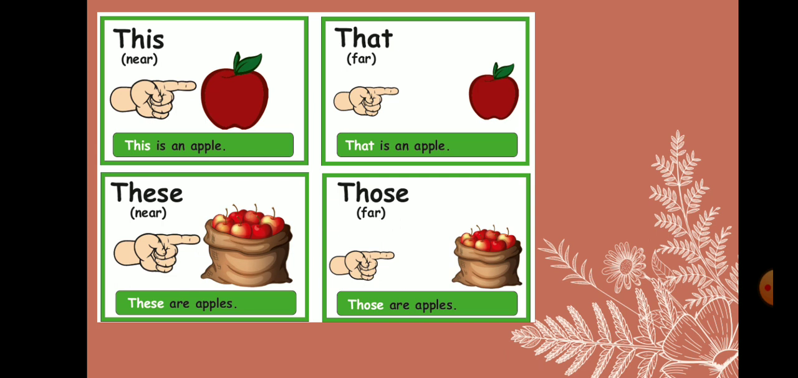So let's look at this image. This, near: this is an apple, but only one apple. These, near in plural form, it's near, but we're pointing at several apples, okay? That, far: imagine something far away from you, singular, but far away from you. So that is an apple.